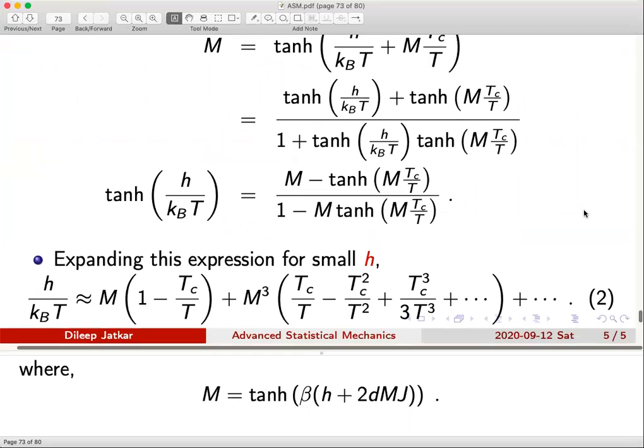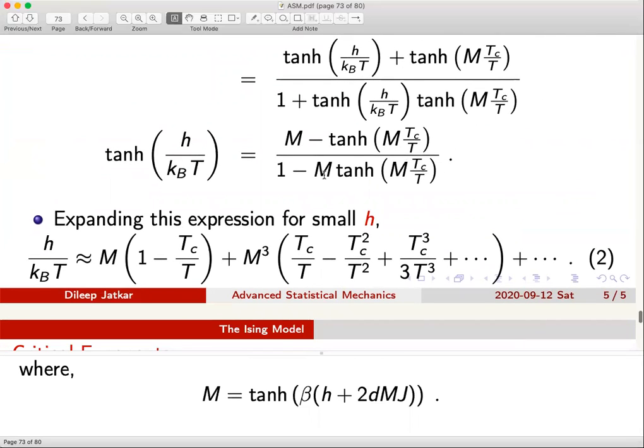If you do that, then you can expand both sides of this expression, and you write down the expanded expression to be h/kT approximately m times (1 minus Tc/T) plus m cubed times (Tc/T minus Tc²/T² plus Tc³/3T³) plus dot dot dot. And then of course you have higher order terms in m. So that is the kind of behavior of the system in a small magnetic field and close to the transition temperature.